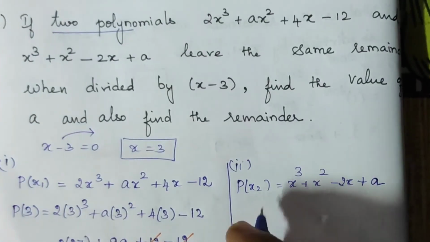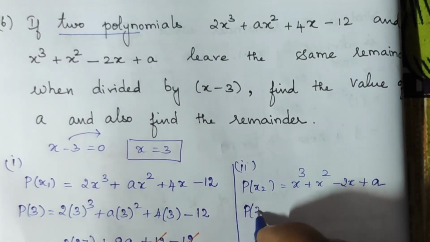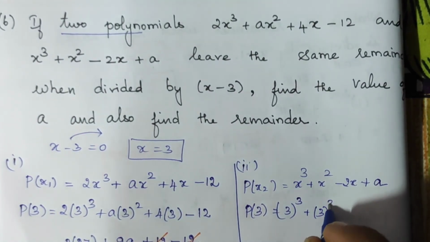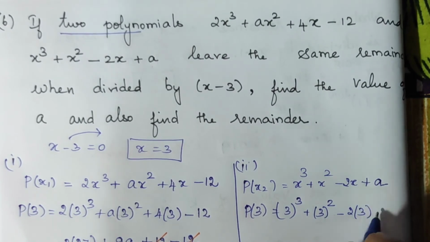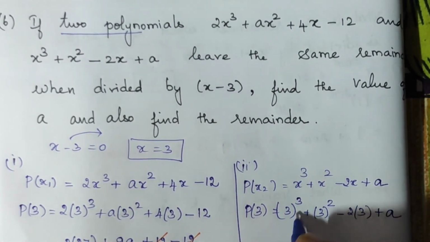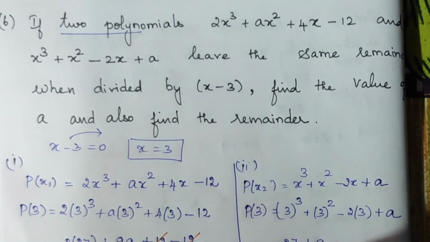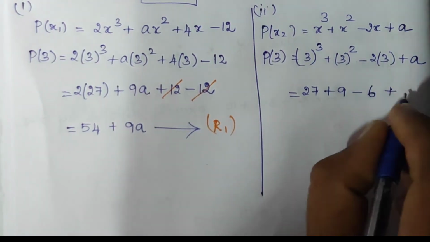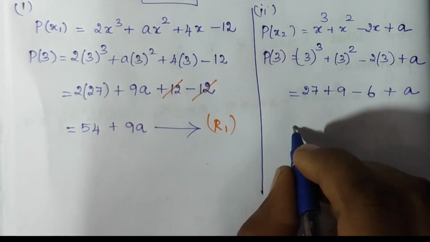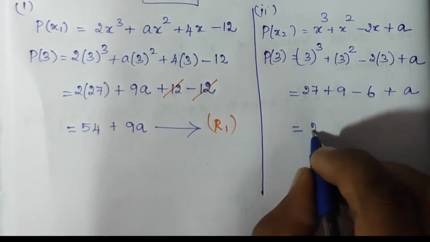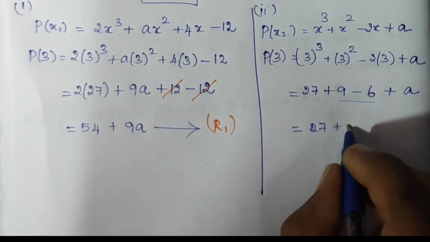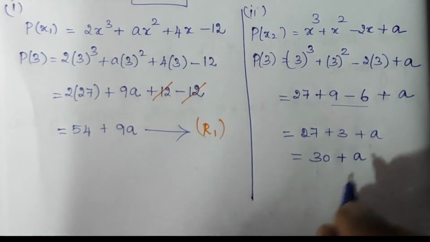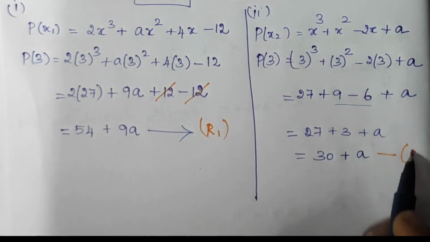Okay, again find the second remainder. So p of 3 is equal to, in the place of x substitute 3 cube plus 3 square minus 2 into 3 plus a. 3 cube is 27 plus 9 minus 6 plus a. 27 plus 9 minus 6 is equal to 30. So 30 plus a is the second remainder.